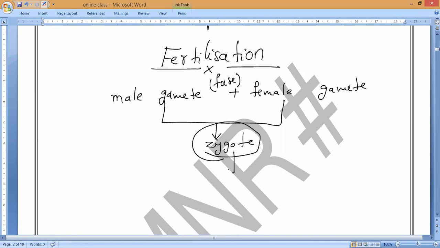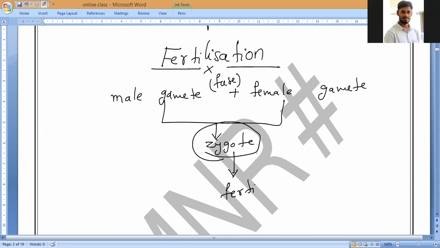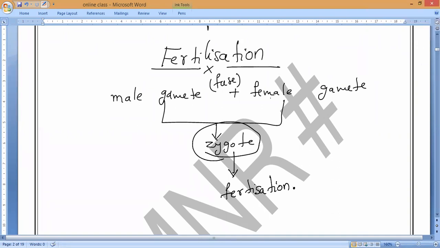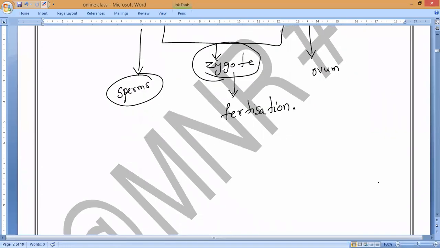This formation of the zygote is what we call, what is it called, guys? This formation of the zygote is called fertilization. Are you clear, everyone? The formation of a zygote by fusion of a male gamete with a female gamete is called fertilization. In animals, the male gametes are called sperms, and the female gametes we call ovum, or egg. So the fusion of sperm with ovum to form a zygote is what we call fertilization.